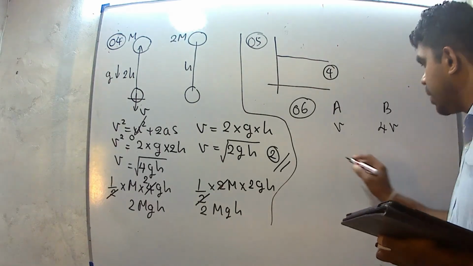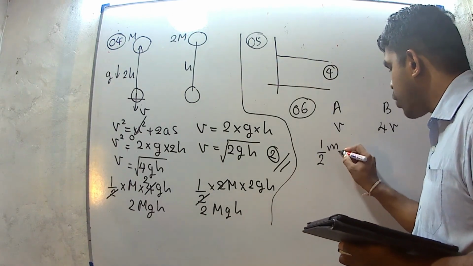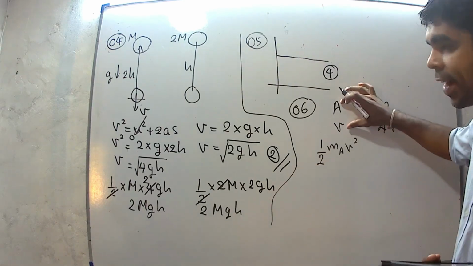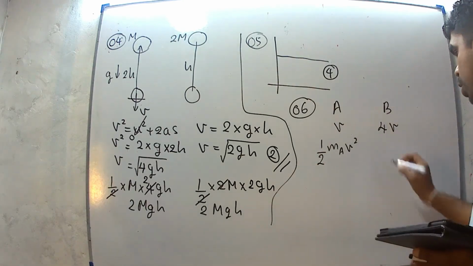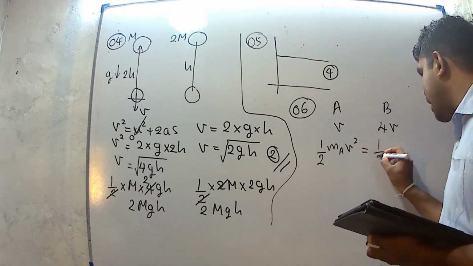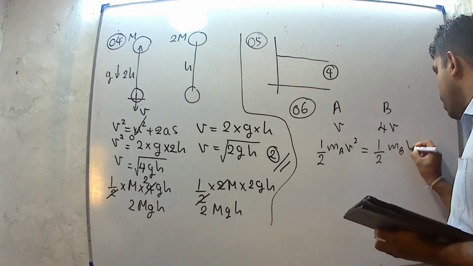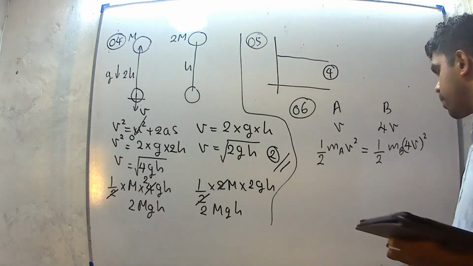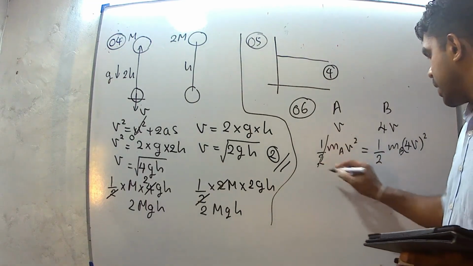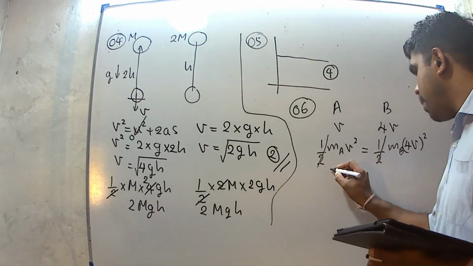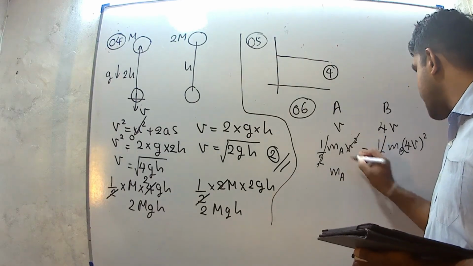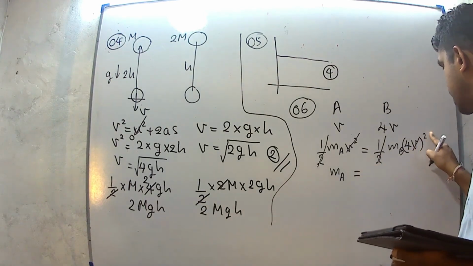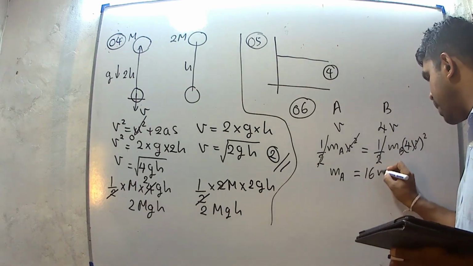Then we can write half m_A V squared, which is the kinetic energy of A, should be equal to the kinetic energy of B, half m_B, velocity 4V, (4V) squared. Then we can cancel out half, and we can cancel out the V squared term. m_A equals 4 squared, 16, times m_B.